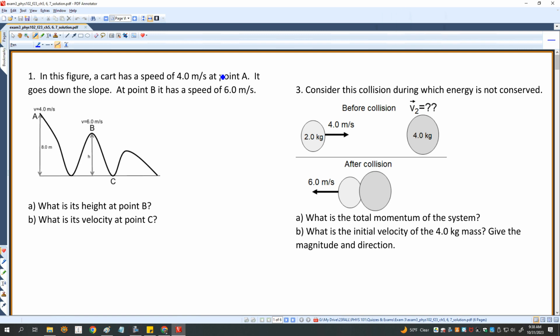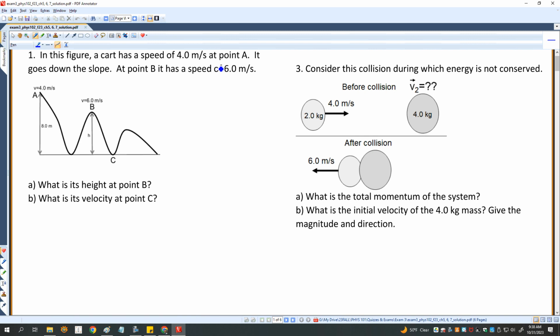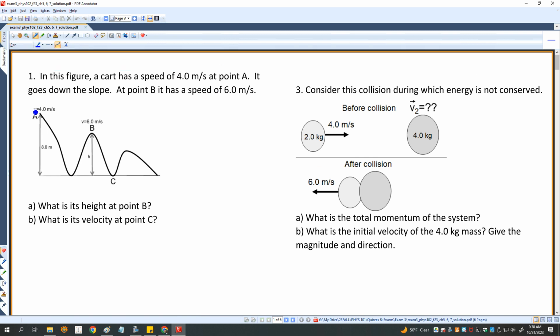This is exam 3 for fall 23, chapters 5, 6, and 7. First, I have this conservation of energy problem. It has a speed of 4 meters per second up here at the top, and at point B it has 6 meters per second. It's going faster now. What is the height at point B, and then what is the velocity at point C?